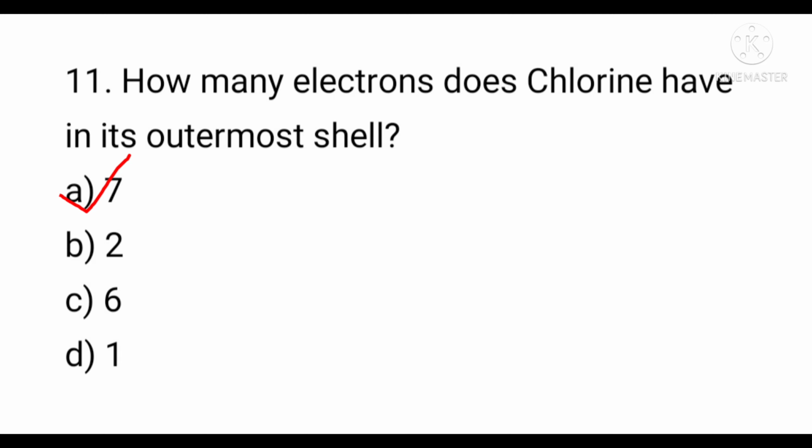The atomic number of chlorine is 17. Electronic configuration is 2, 8, 7, and the outermost shell has 7 electrons.